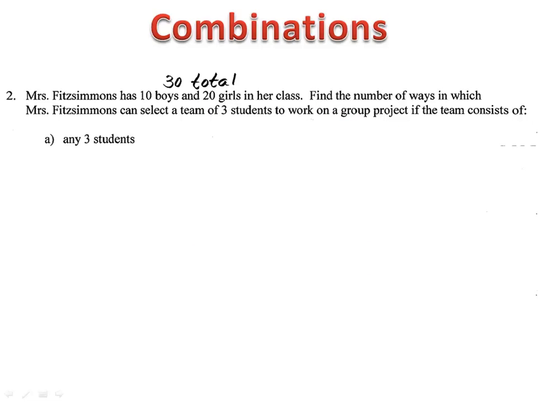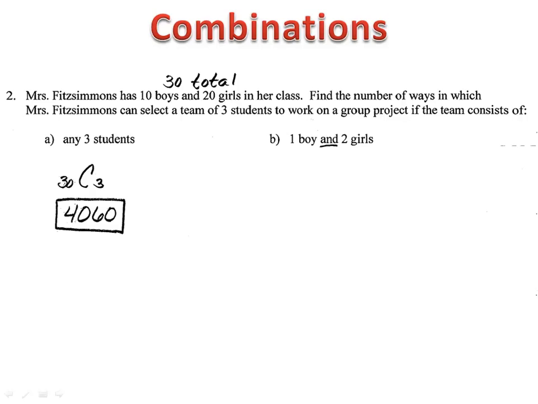In our second example, we have Mrs. Fitzsimmons. She has 10 boys in her class and 20 girls. She wants to create groups of 3 students to work on a project. She has 30 students in total, and she wants to pick 3 of them. Because it doesn't matter what order she picks the students in, we have a combination, 30C3. We can evaluate that, and we get 4,060 different groups. So there's a total of 4,060 different groups that Mrs. Fitzsimmons could make, having 30 students in her class and picking 3 for each group.